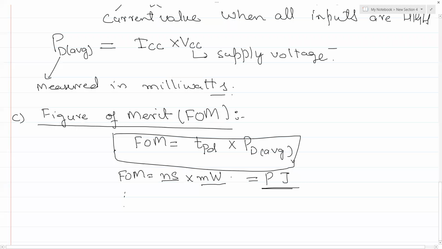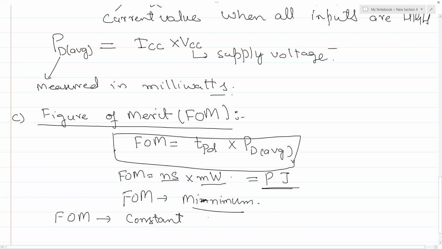Got it? So ultimately you will write down last that FOM should be minimum. FOM will remain constant in these two scenarios: when TPD increases and power dissipation PD decreases, or when TPD decreases and average power dissipation increases. In both cases, it will remain constant, and its value should be minimum.